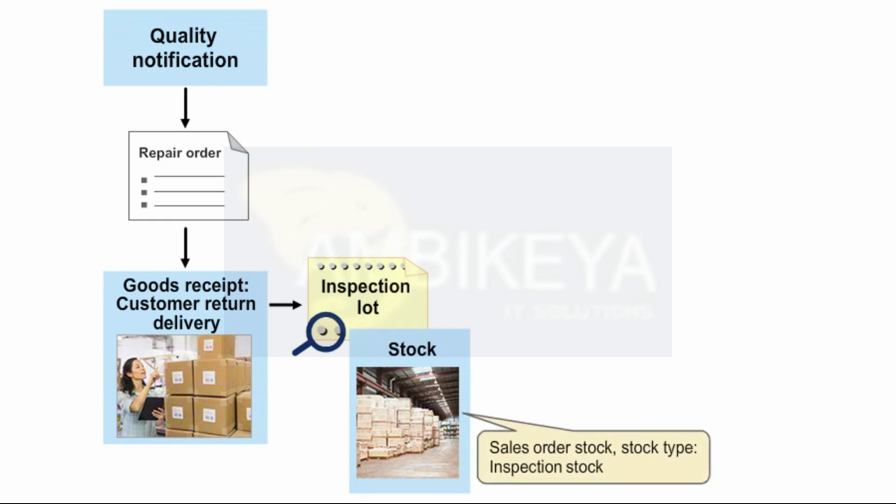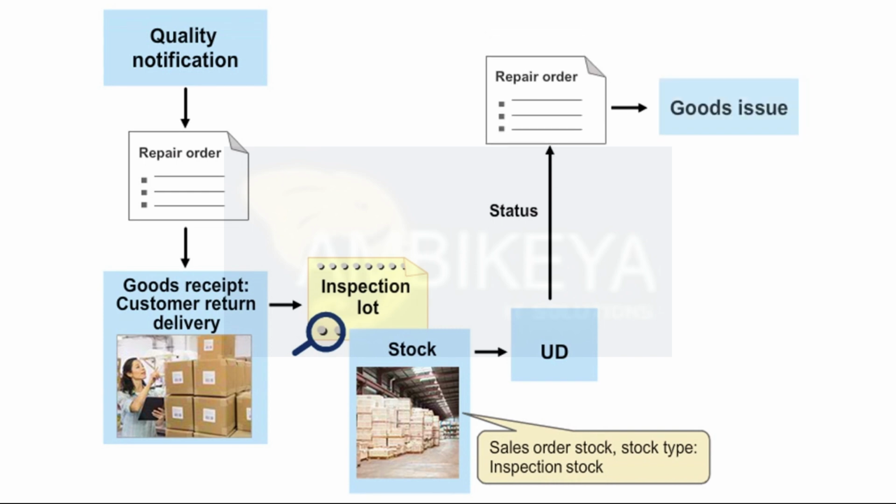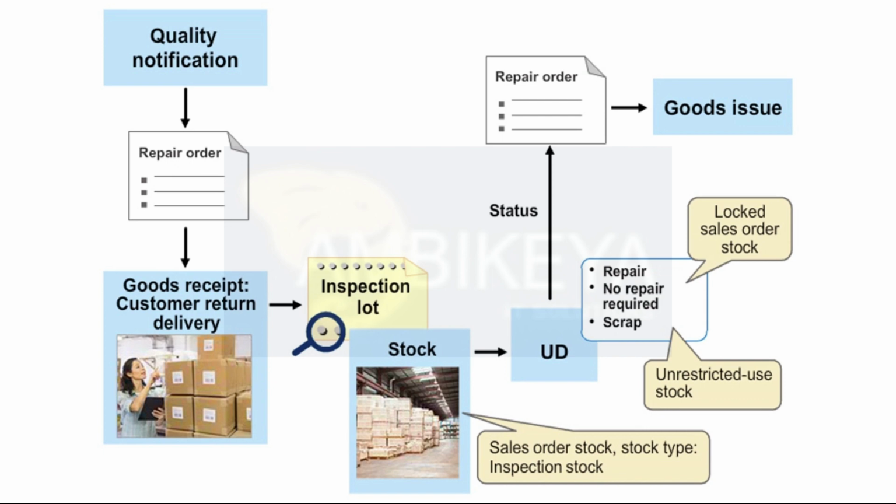During the inspection, you can record inspection results and defects. You make a usage decision for the inspection lot and post the goods, depending on the results of the inspection, to the appropriate stock. The standard settings from client 000 can be copied into the current client.